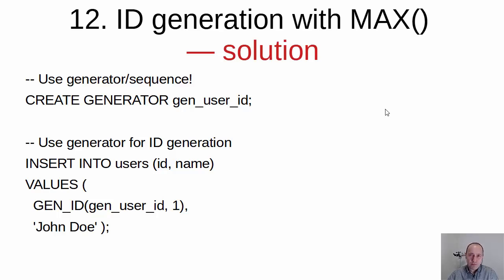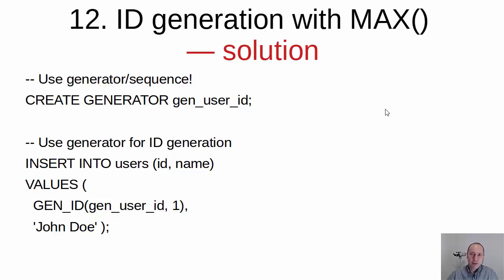How to implement it properly? Pretty easy. You should use a generator or sequence: create a generator, and after that retrieve the next value from the generator. It can be directly in the insert or in a trigger. Generators work outside the scope of the transaction. So if you have retrieved a value from the generator, it will always give you a unique number, the next number.